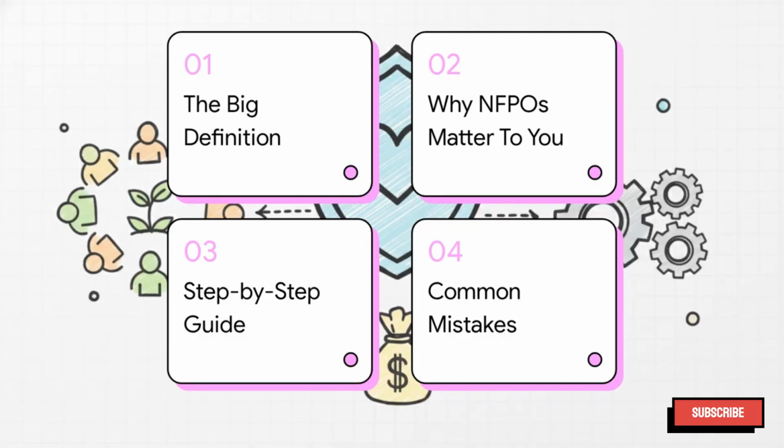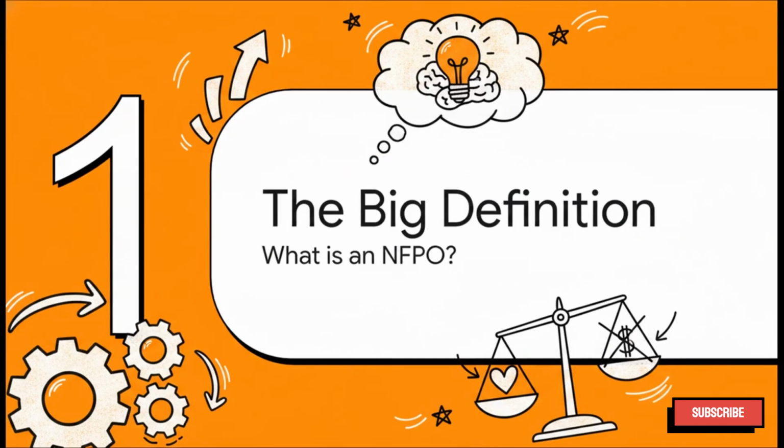All right, here's our roadmap for today's explainer. 1, we'll cover the big definition. 2, why NFPOs matter to you. 3, a quick step-by-step guide. And 4, we'll look at some common beginner mistakes. Okay, let's start with section 1, the big definition.